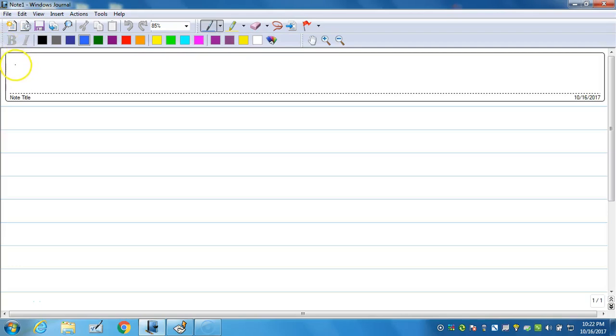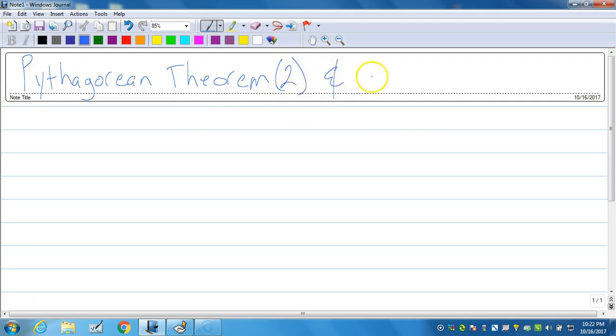Oh, what's up everyone? So here we go to the next section of notes. Pythagorean Theorem Part 2 and area using the Pythagorean Theorem.